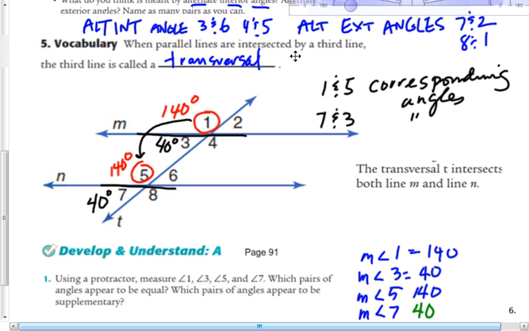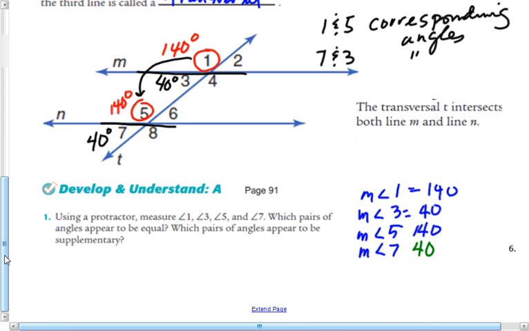Okay, now it also says which pairs of angles appear to be supplementary. And that looks like, if you add 140 plus 40 together, you get 180. So these two angles right in here, the two that are on the same side and on the interior, they seem to be supplementary. And the other ones that seem to be supplementary are this one and this one. So if they're on the same side but in the exterior, they seem to be supplementary.